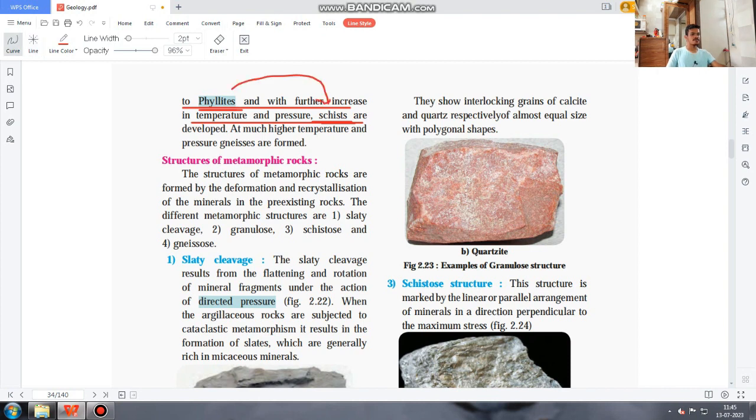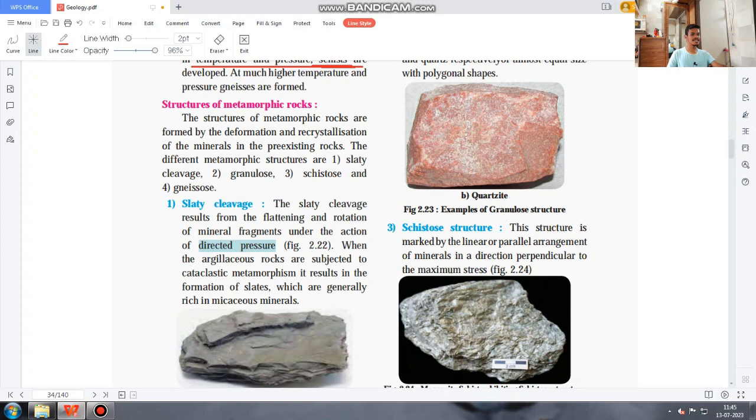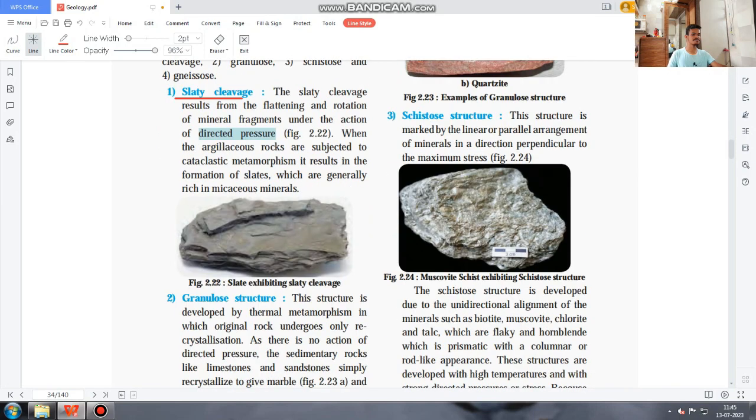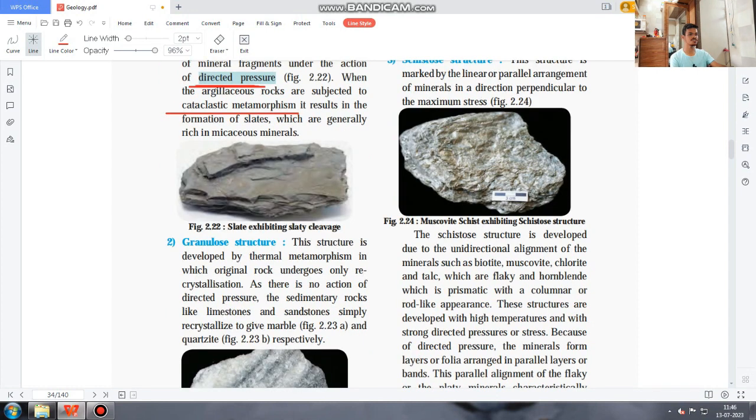Structures of metamorphic rocks. First one is slaty cleavage, due to directed pressure. Due to pressure this happened. This comes under cataclastic metamorphism. They're generally rich in micaceous mineral. Mica is present in these rocks.